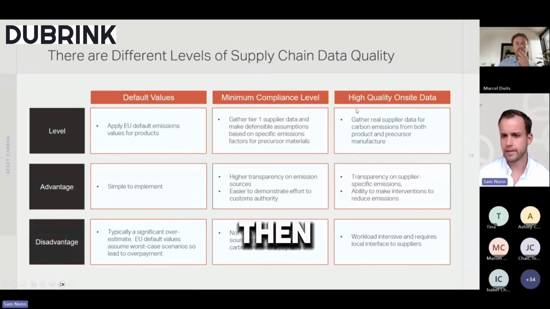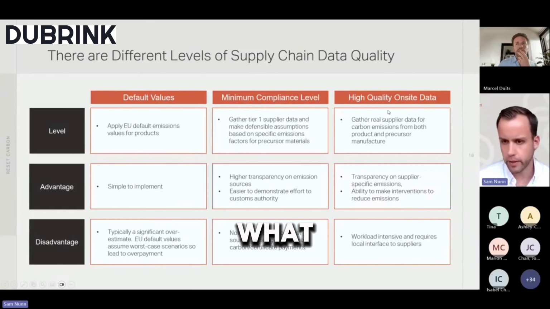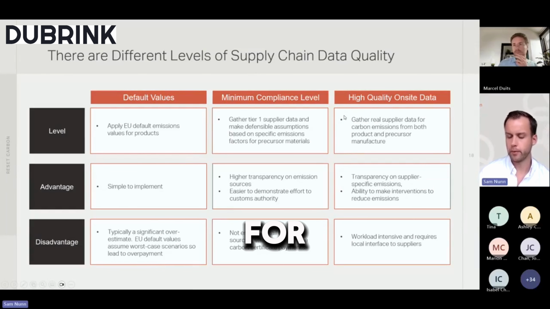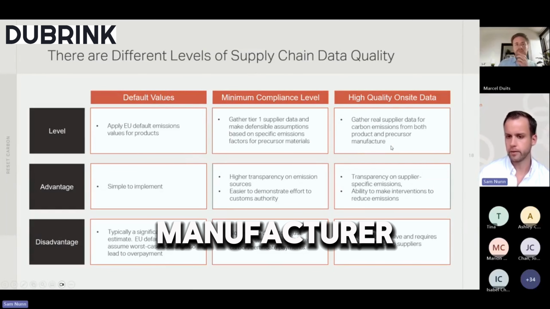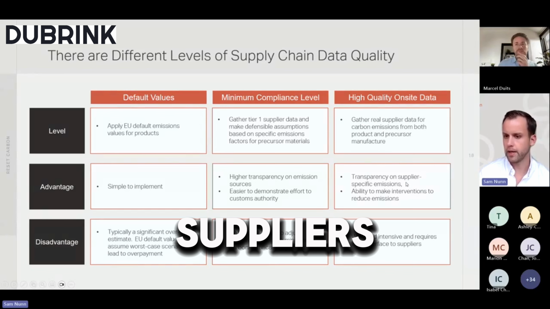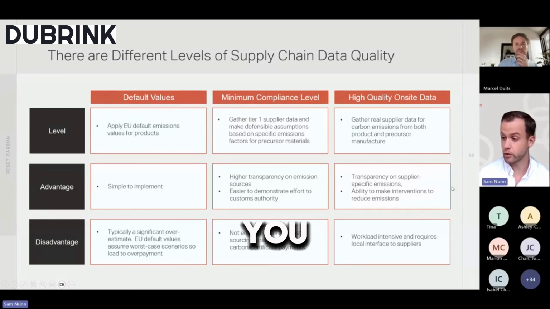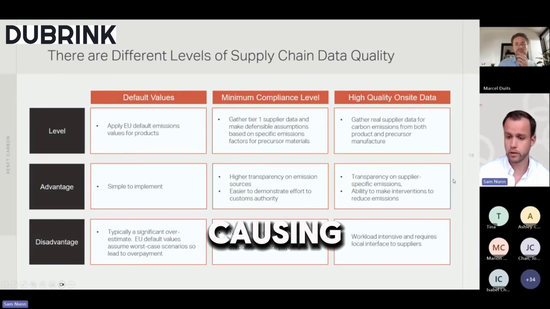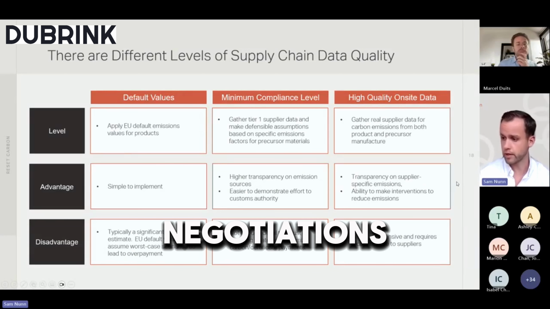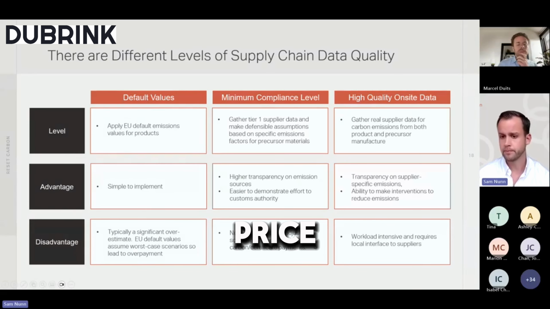And the final thing you can do then is the high quality on-site data. So what are we looking for here? Basically looking at real supplier data for both the product and the precursor manufacturer, right? So the advantage is it gives you real transparency on which of your suppliers are carbon intensive. It allows you to choose your suppliers based on their carbon emissions, or also to negotiate with your suppliers that, maybe if they're causing you too much of a cost because of CBAM certificates, you can use this in your negotiations over the rates you're going to pay for the product.